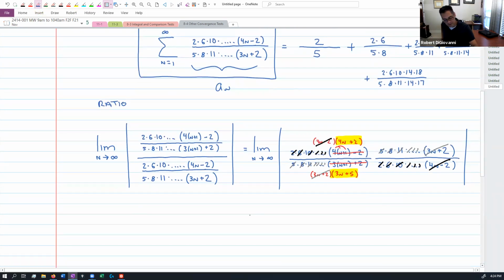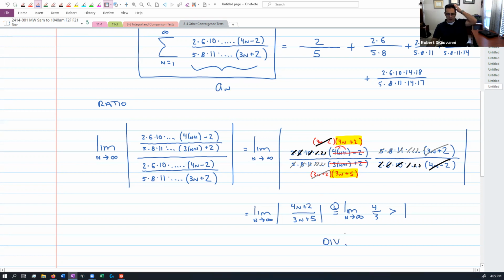And so now here's where we are. We're at the limit as n goes to infinity, absolute value. I mean, look, everything is gone except the yellow parts, 4n plus 2 over 3n plus 5. And one application of L'Hopital on that, because we have infinity over infinity, you just get 4/3. And that's bigger than 1, which means we have divergence.